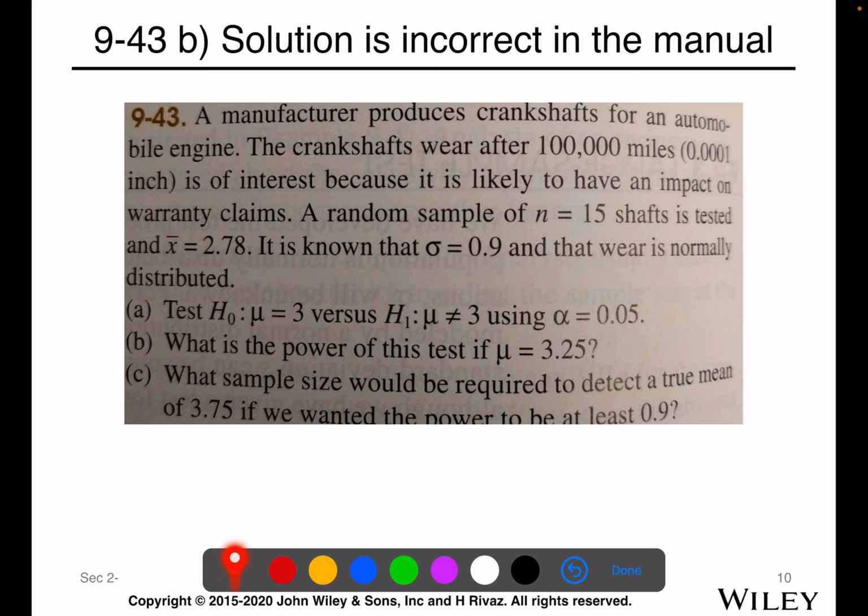Yeah, it could be. Yeah, I'm not sure about that either. I don't understand that part either.